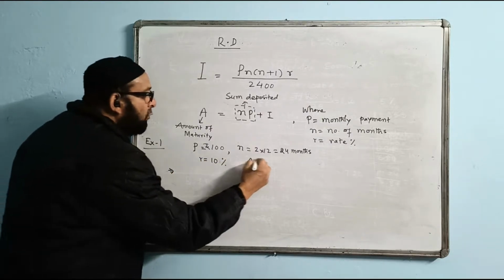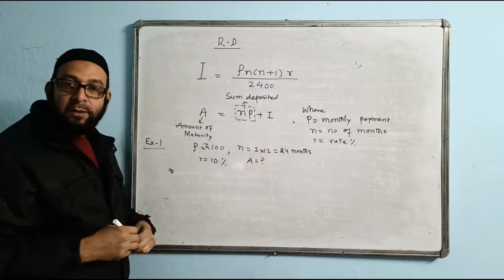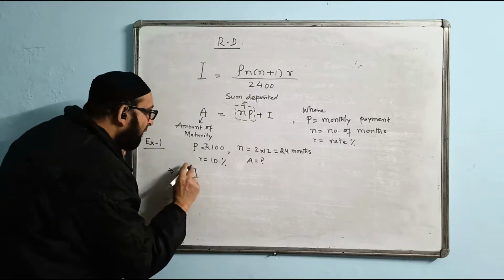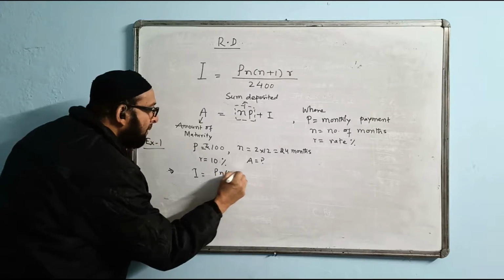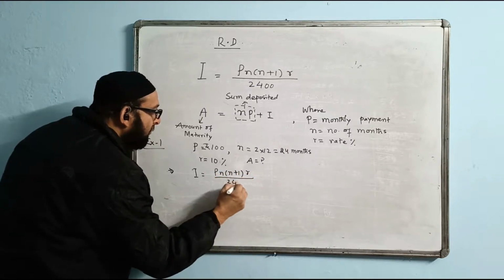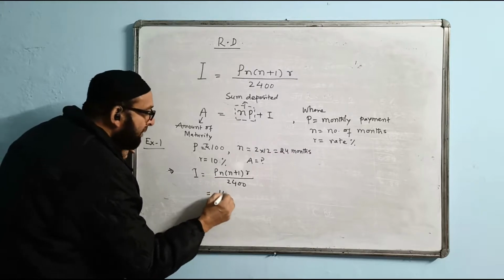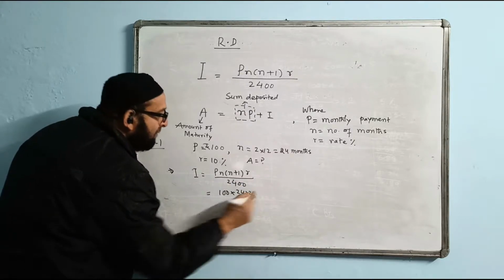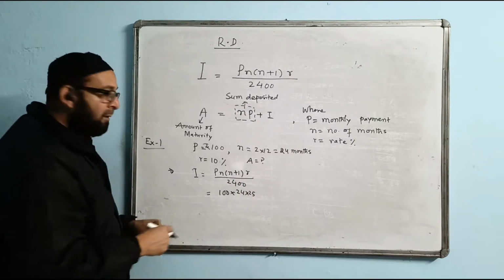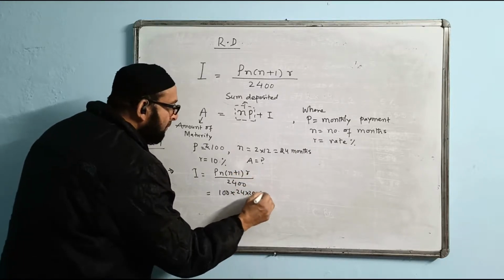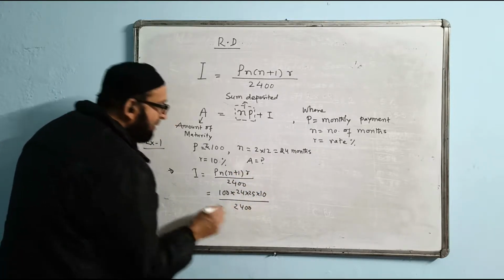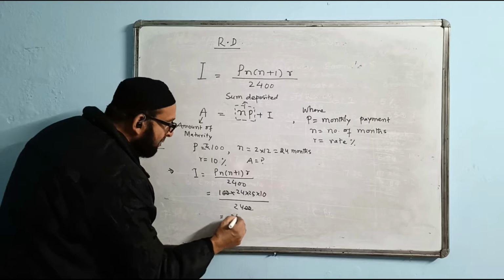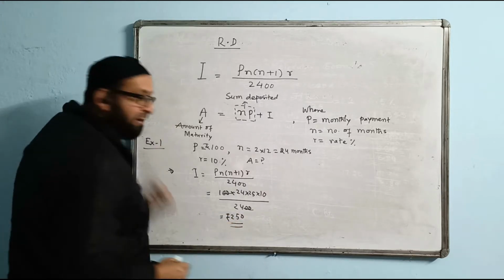We have to find A. A is question mark. A means amount of maturity is unknown. Question is asking to find that. First we write the I formula. Interest formula is P n (n plus 1) R by 2400. Putting the value of P 100. N value is 24. 24 plus 1 becomes 25. And R value is 10 upon 2400. We cancel now. 24 cancels. 25 into 10, the answer is 250.